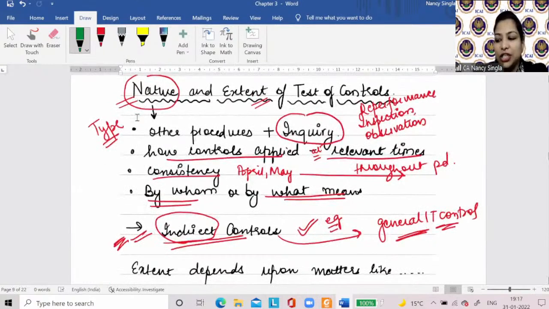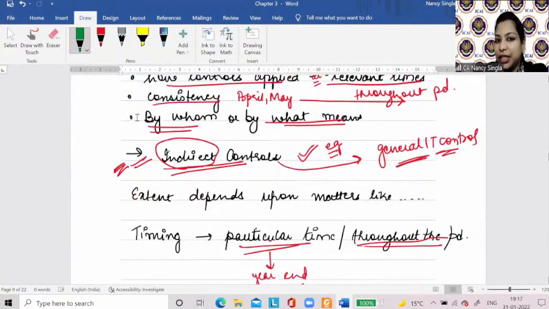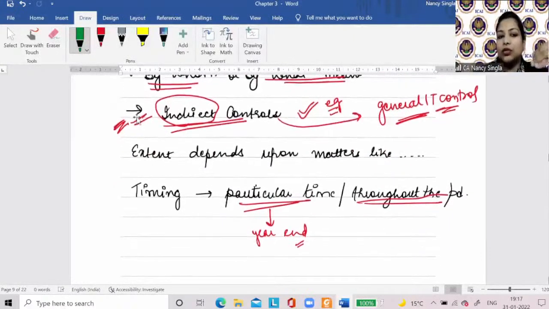Okay? What is the nature and extent? See, inquiry in combination with other procedures, and will also check how controls are applied at relevant times, the consistency with which controls have been operating effectively, and by whom and by what means. Whether auditor needs to check the indirect control. Audit evidence is to be taken with respect to indirect controls also, and that extent depends upon 5 factors.